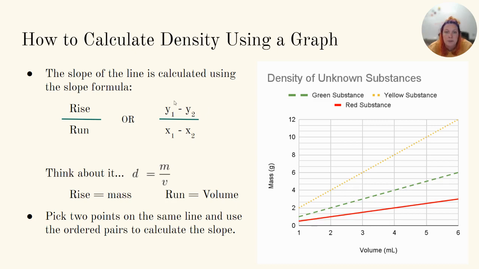So you would then take the 4 minus 12 over 2 minus 6, and that's okay if you have negative numbers because a negative divided by a negative is a positive, and the resulting value you get is the density. And that's how you calculate density using a graph.